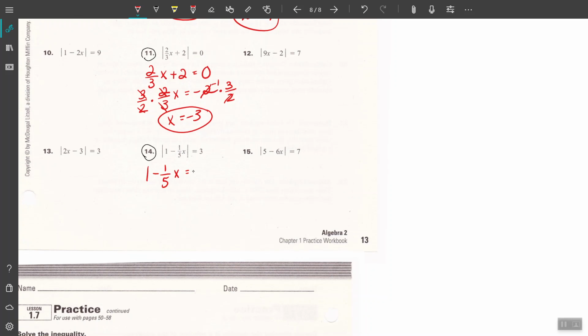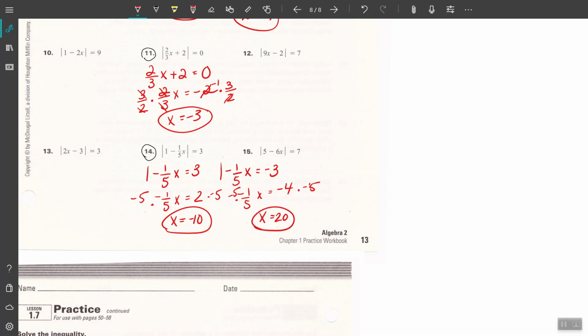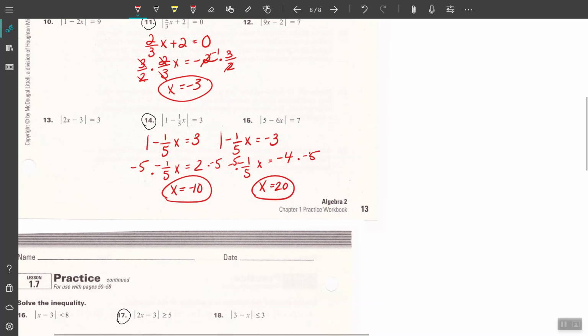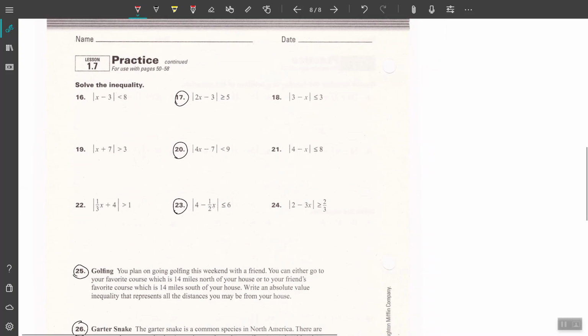All right, so drop the absolute value signs, acknowledge the fact that this expression can be 3 to the right or 3 to the left. And then solve as you normally would. All right, multiply by your reciprocal. And you're going to end up with x equals -10 and x equals 20. Okay, so again, two solutions. That's where it's going to cross that x-axis.